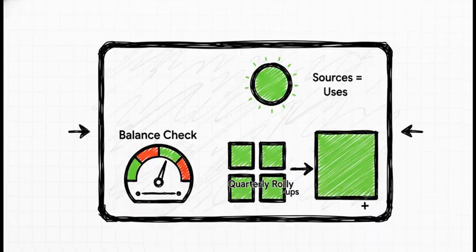And beyond that main check, you need others. Make sure your sources of funds always equal your uses of funds. Make sure your quarterly numbers roll up perfectly into your annual totals. A great practice is to bring all of these checks together into a single error dashboard right at the top. It's like a command center for your model's health. And please, whatever you do, never use plugs to force things to balance. That's just sweeping mistakes under the rug.